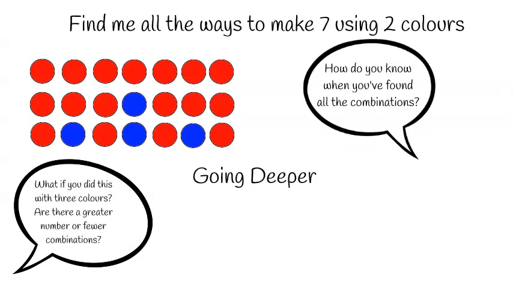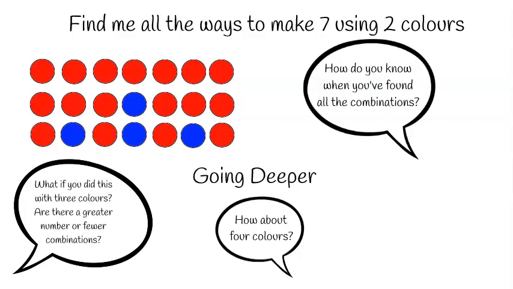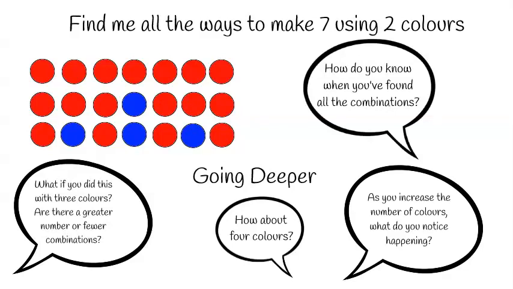Are there a greater number of combinations or fewer? What about 4 different colours? Are there a greater number of combinations now or fewer? As you increase the number of colours, what do you notice happening? At this stage, we're just getting pupils to explore patterns and relationships and different ways of grouping items, so they see that numbers can be broken up in different ways. This could all be done in a variety of different ways.